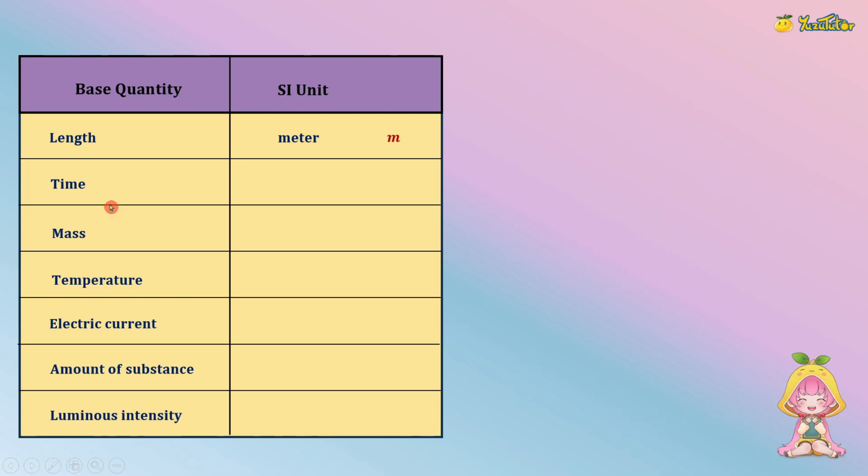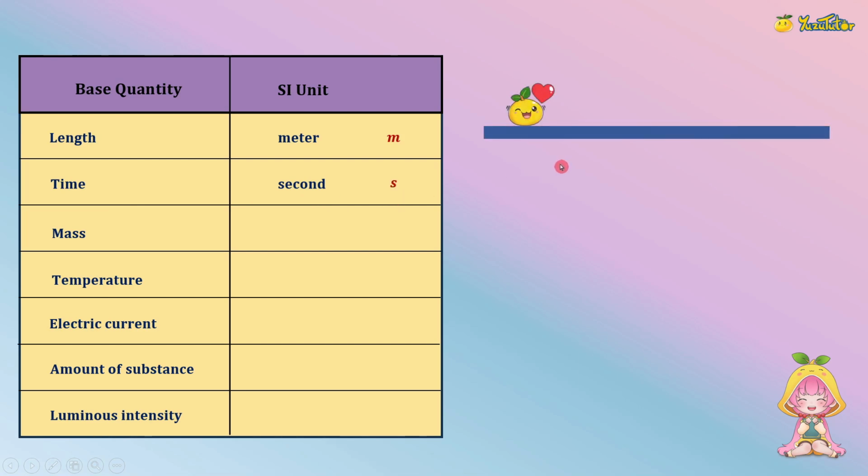The second base quantity is time, and the SI unit of time is second, symbol s. For example, if an object moves from one place to another place in 5 seconds, since t represents time, we can write it as t equals 5 seconds.